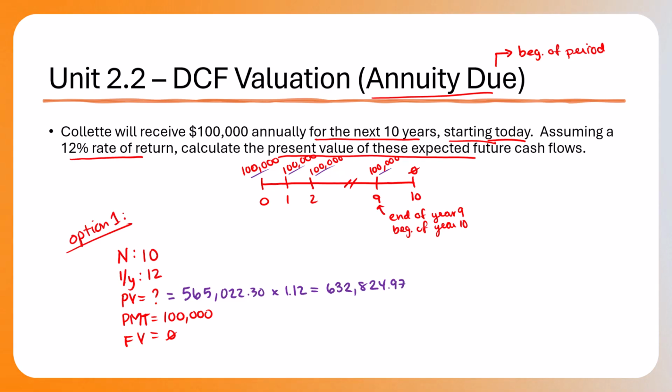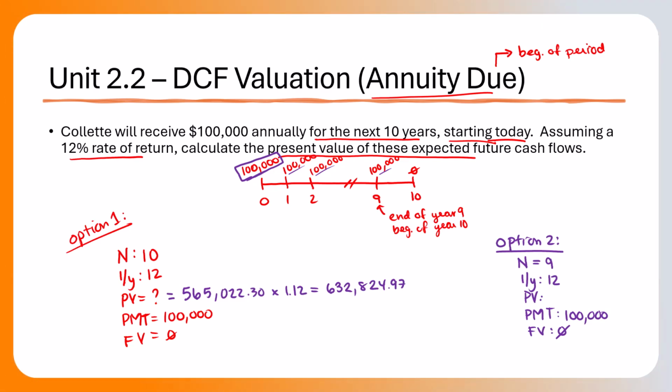Now here's another option that we could do here. Rather than multiplying by 1 plus R, we know the present value of this particular cash flow. The present value of $100,000 today is $100,000. So rather than having 10 payments, what we can do is find the present value of 9 payments. So we take the same inputs, the same payments, but we're saying that there's only 9 of them, and the future value once again is 0.